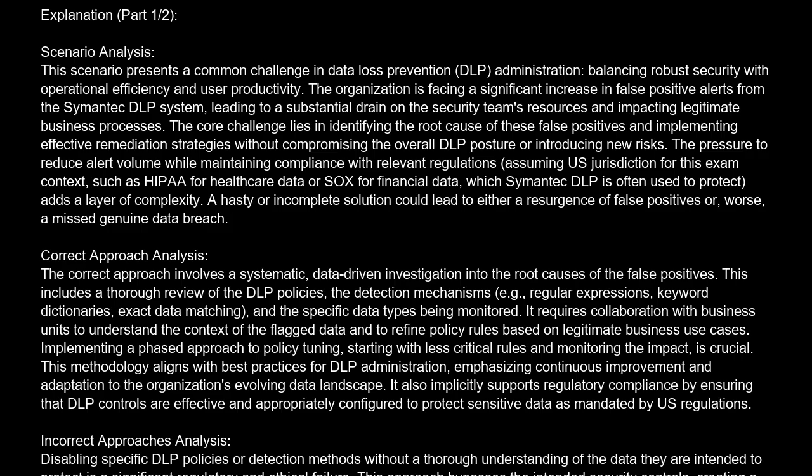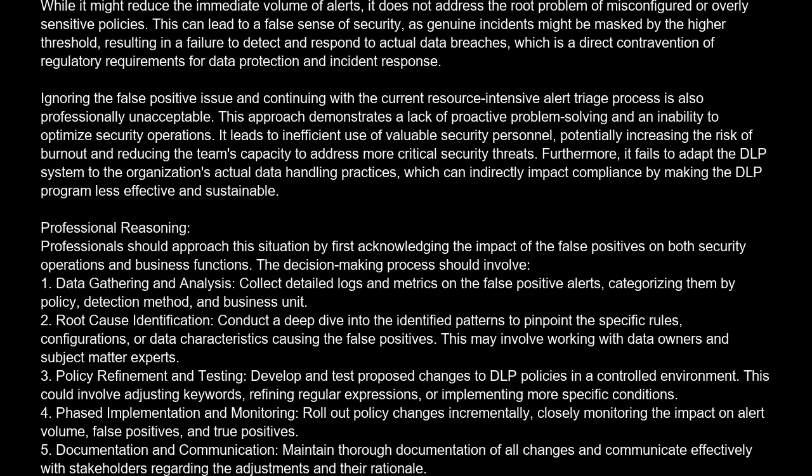Simply increasing the alert threshold without investigating the underlying causes is another flawed approach. While it might reduce the immediate volume of alerts, it does not address the root problem of misconfigured or overly sensitive policies. This can lead to a false sense of security, as genuine incidents might be masked by the higher threshold, resulting in a failure to detect and respond to actual data breaches, which is a direct contravention of regulatory requirements for data protection and incident response.